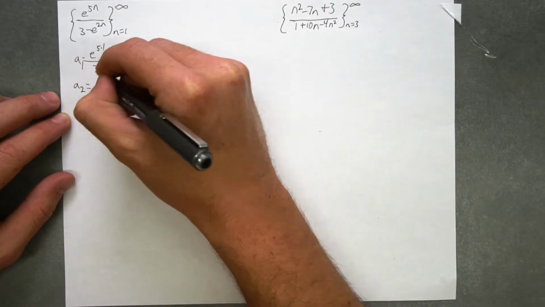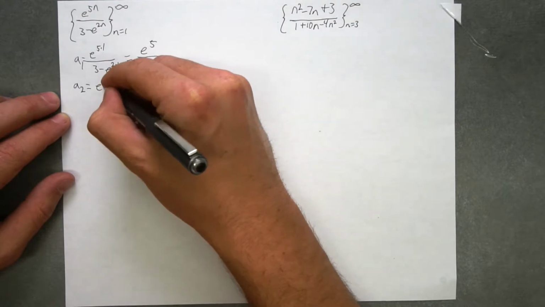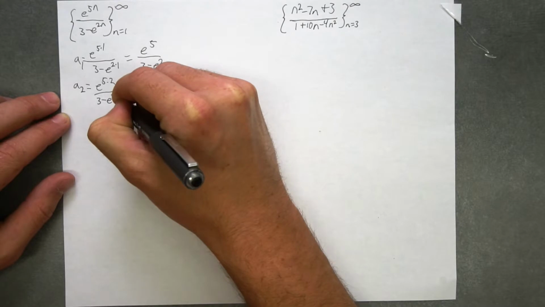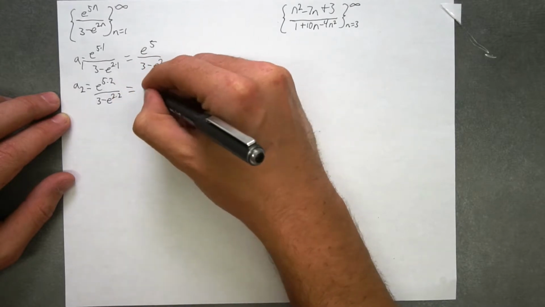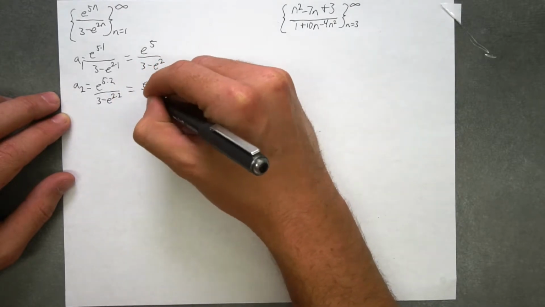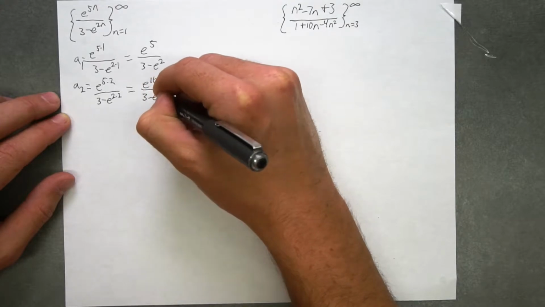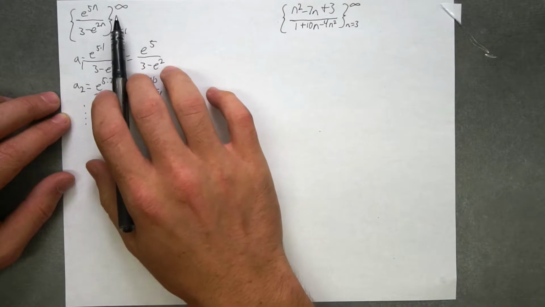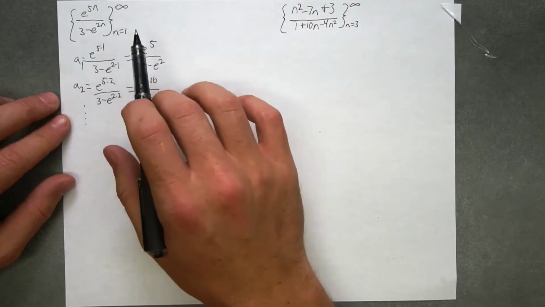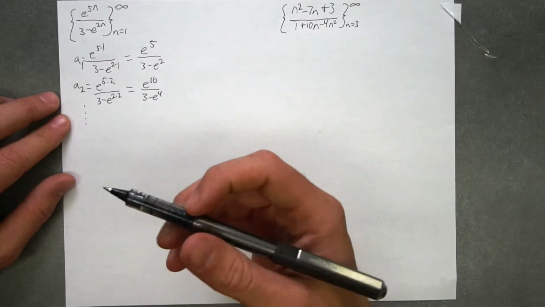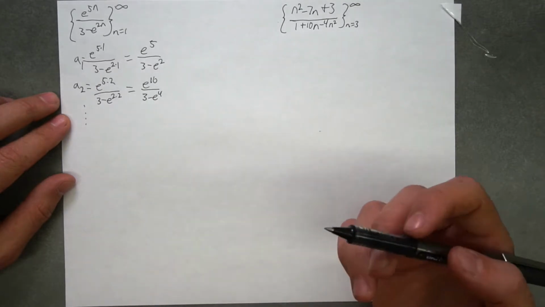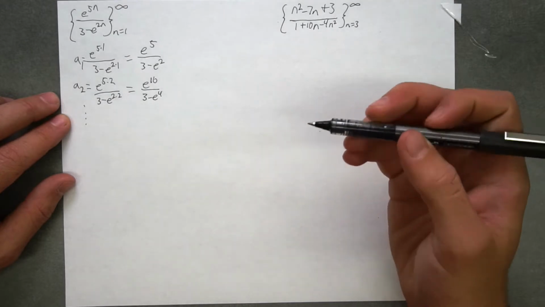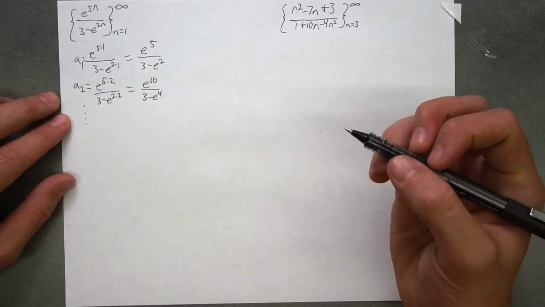A2 would be e to the 5 times 2 over 3 minus e to the 2 times 2. So this is e to the 10 over 3 minus e to the 4. And this goes on and on up until your last number, but here we're going up until infinity. So to determine if a sequence converges or diverges, we look at the limit as n goes to infinity.